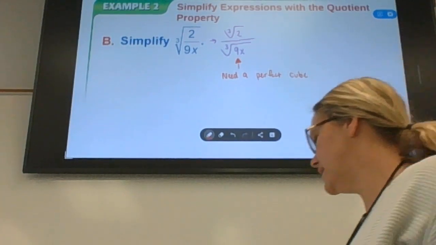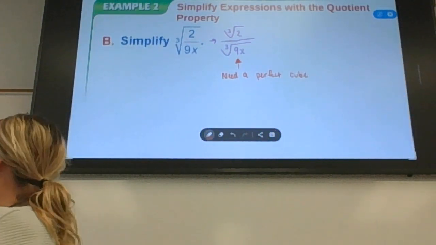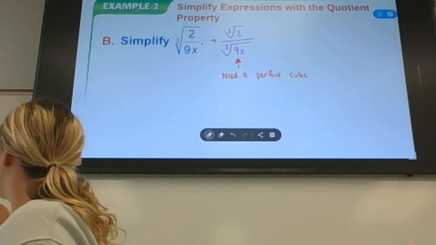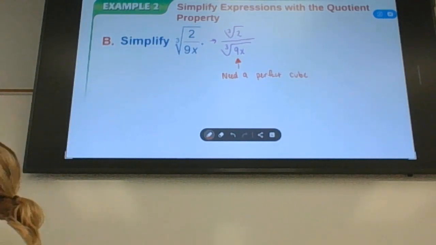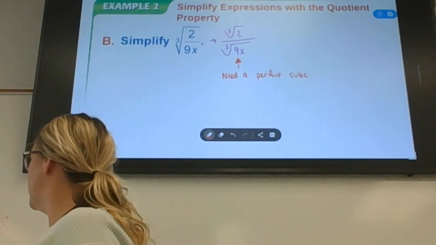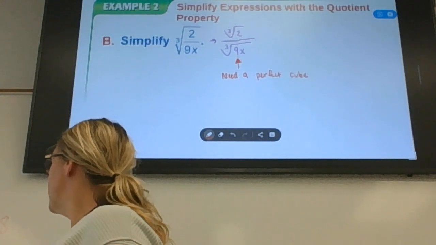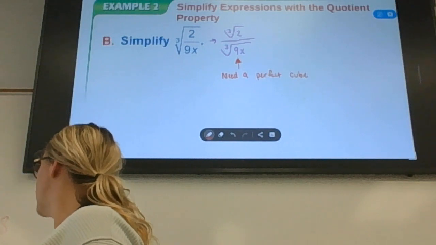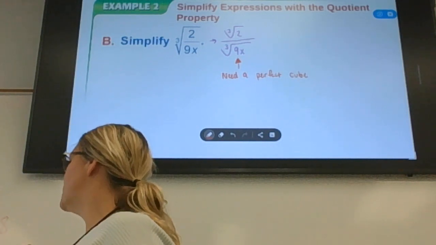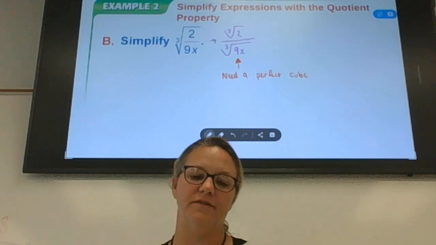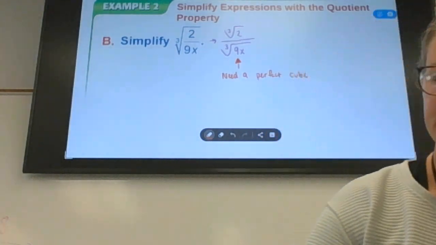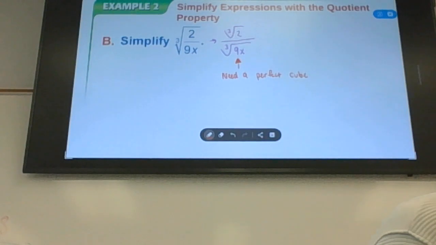So since 9 doesn't cube root, we have to think about all the things that would cube root. 8, I like how you said 8. And someone said 27, and that's actually the number we're going to use. How would we turn 9 into 27? Times by 3. We're going to have to multiply it by 3.